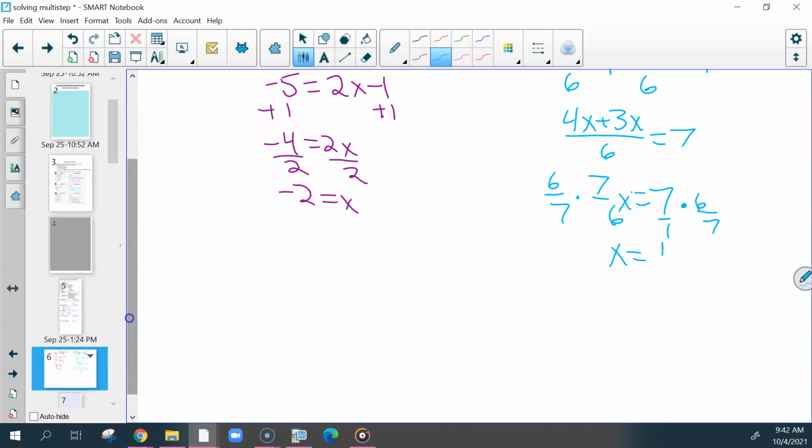Seven times 6 is 42. 1 times 7 is 7. 42 over 7 is 6. We're going to check the answer at the end. Do we have any questions on this method?